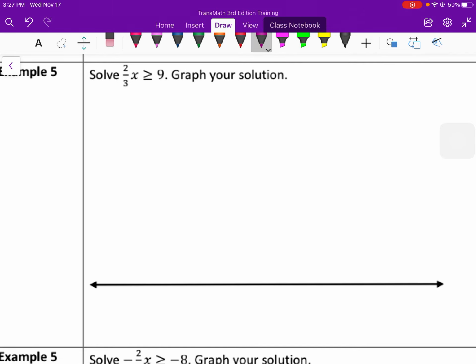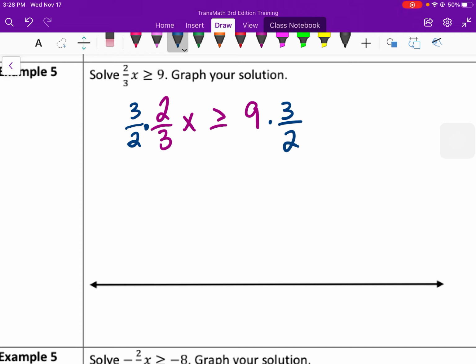This one we have 2/3 times x is greater than or equal to 9. So if we have 2/3 times x is greater than or equal to 9, we can get rid of a fraction by multiplying by its reciprocal. So 2/3 we can multiply by 3 over 2, and then whatever we do to the left we have to do to the right as well. So 3 over 2 again.